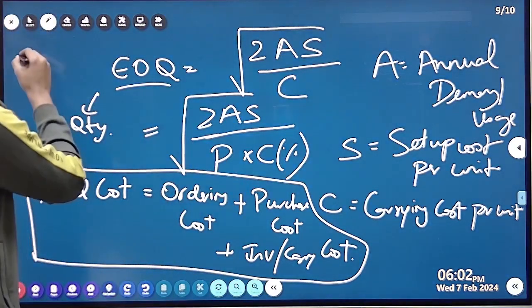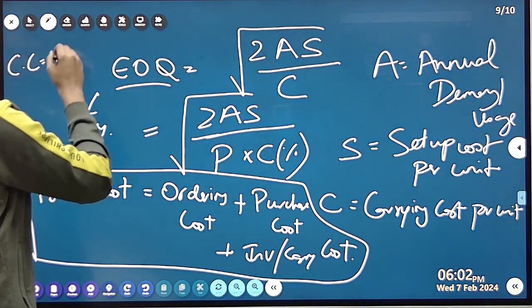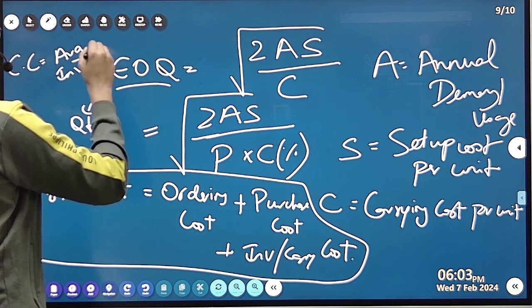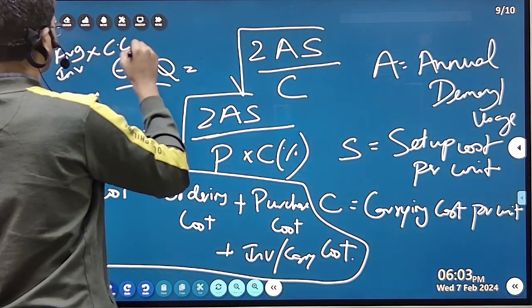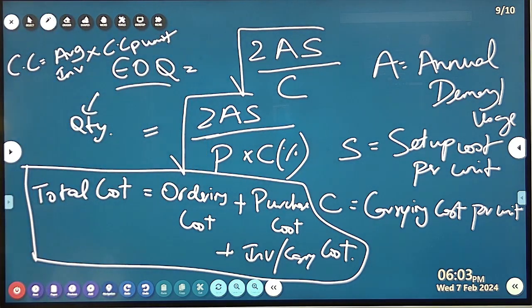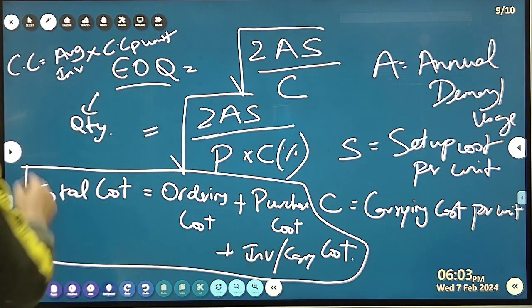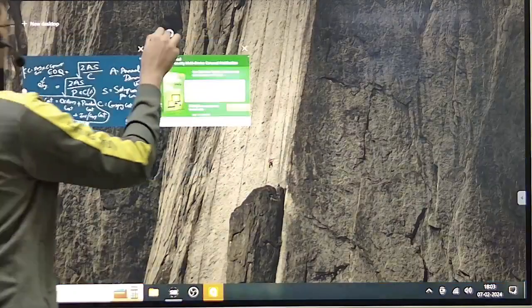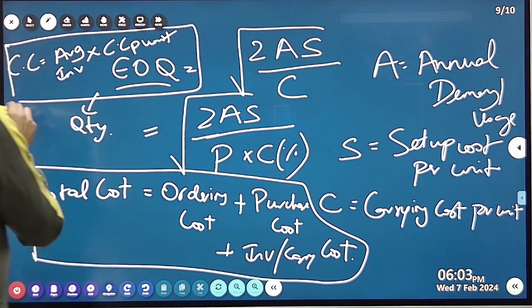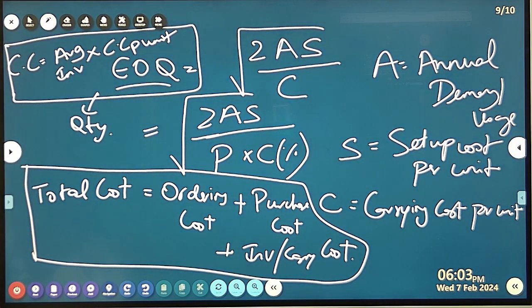And your carrying cost also is nothing but your average inventory into carrying cost per unit. Okay. You can make a note of this. We'll see that in the problem anyway.